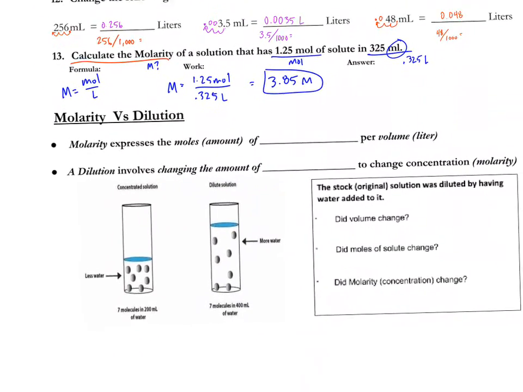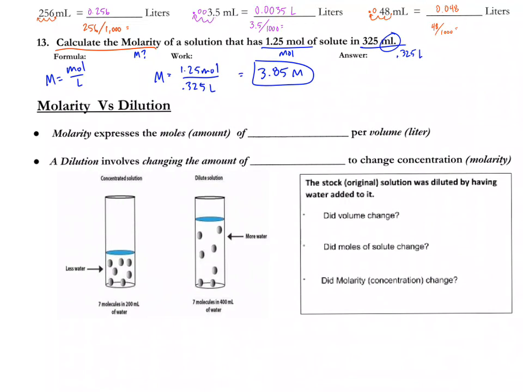Now we're going to look at the differences between molarity and dilution. So molarity expresses the amount of solute per volume. So it tells you the amount of a substance that's dissolved in a solution. Okay, and it's per liter. A dilution involves changing the amount of the solvent. And when I change the amount of the solvent, then the concentration changes as well. So we go ahead and fill in this blank here, solvent.